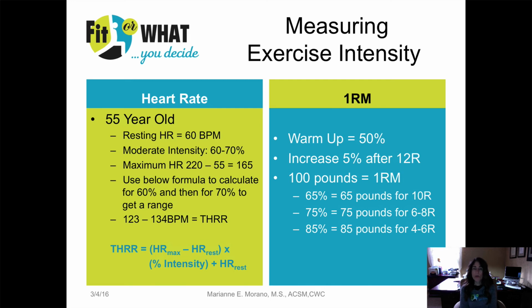If you want to get more into working harder, getting more into strength, a more moderate activity would be 75% or 75 pounds, and I could do about 6 to 8 reps at that intensity. But if I'm really looking for strength, I want to keep that weight even higher at 85% of 1RM or 85 pounds, and that would equal about 4 to 6 reps.